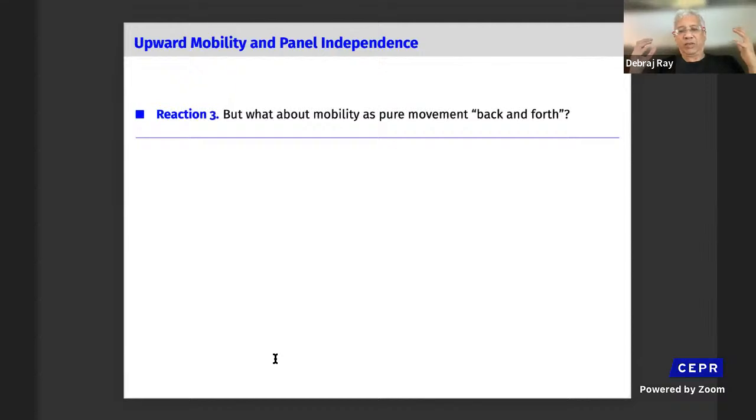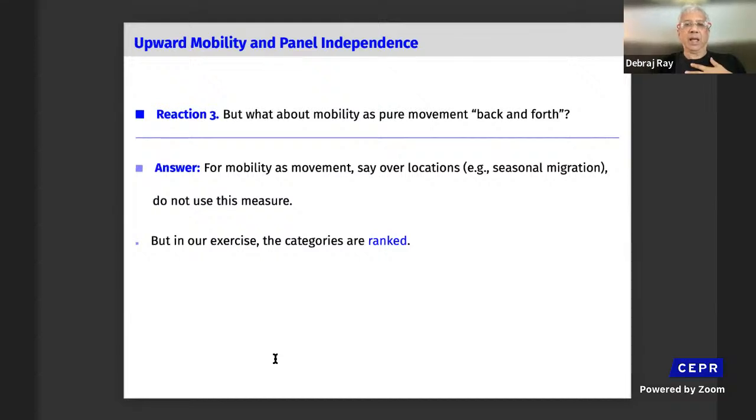But we could still say, but what about mobility as pure movement back and forth? My answer to that is, well, if you're really interested in mobility as pure movement, for example, between New Delhi and Calcutta, let's say seasonal migration, do not use this measure. This is not the right measure to use. But in our exercise, the categories are ranked, and we don't care about mobility or movement for its own sake. This is something that I said before. We care only about upward mobility.